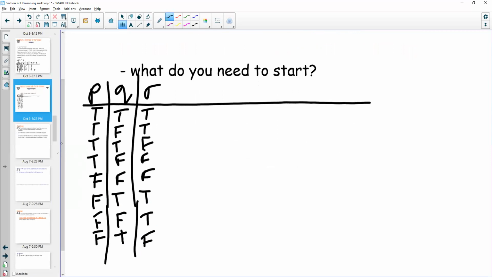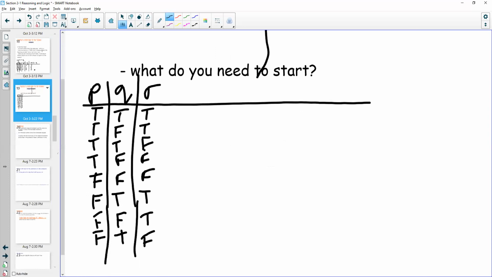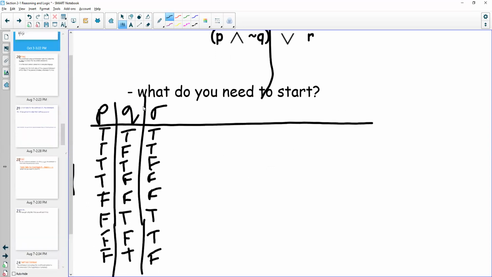And now what do I want to do with them? So I have a P and a not Q. This is in parentheses. What that means when it's in parentheses is we do it first, just like we would in order of operations, okay?